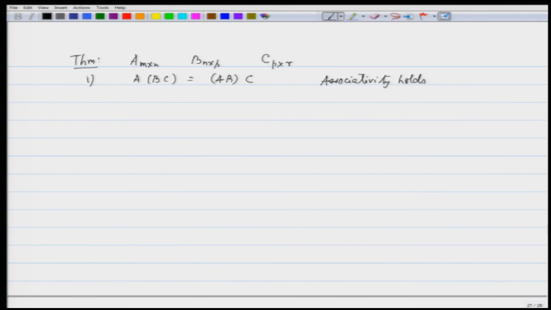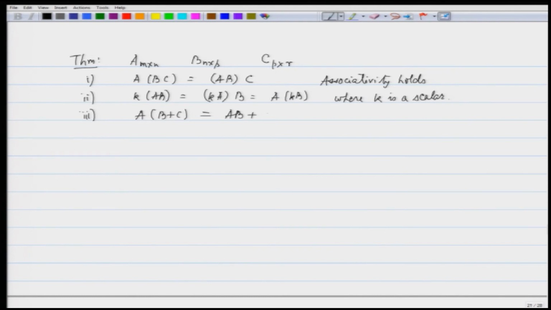So, we are saying that matrix product is associative. Second, we also have scalar multiplication. How does the scalar multiplication behave? K times AB is the same as KA times B, which is also equal to A times KB, where K is a scalar. Then it also behaves nicely with addition. A times (B plus C), that is, the distributive law holds, is the same as AB plus AC.